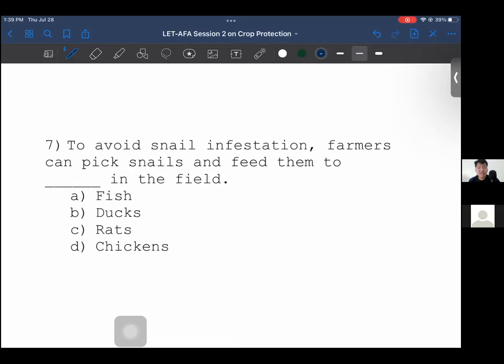And this is actually being done in rice farms. Ayan. Yung sa mga integrated farms natin na merong rice, tas sa may tabi nila merong anong tawag dito? Poultry area, ganon. So this is actually being done ng mga farmers sa mga ganong areas. Okay, the next question.